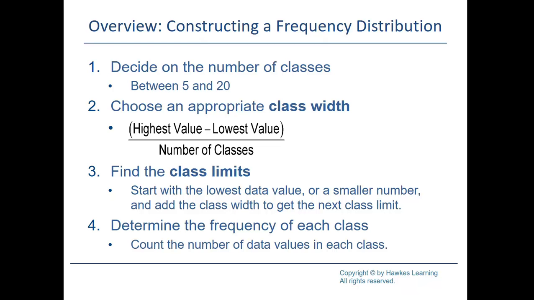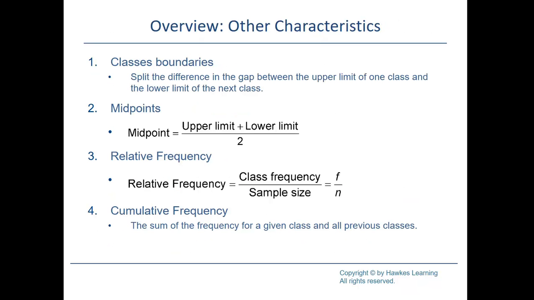Once you've done that, you're going to find your class limits. Again, either start with the lowest data point or some smaller number and add that class width all the way until you get enough classes. And then you're going to figure out your frequencies for each. Once you've done that, you can go into your class boundaries, midpoints, relative frequencies, and cumulative frequencies.